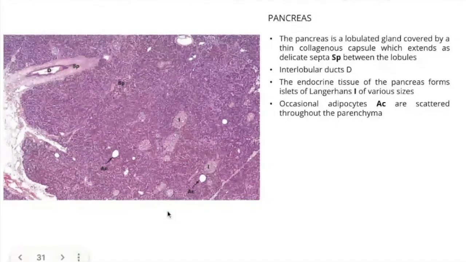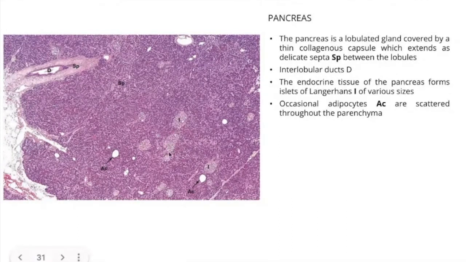Pancreas is a lobulated gland covered by a thin collagenous capsule which extends as delicate septa. And also there are interlobular ducts, and islets of Langerhans are present here, and adipocytes are scattered throughout the parenchyma. So this is the adipocytes.